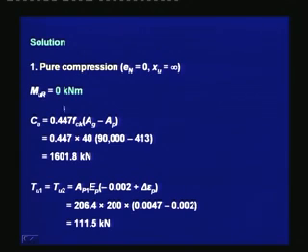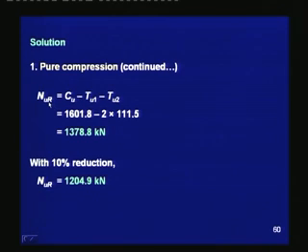We are calculating for the case of pure compression. For this case, MUR is equal to 0. We are calculating the expression of Cu from the previous expression, and it is equal to 1601.8 kilonewtons. Tu1 and Tu2 come out to be 111.5 kilonewtons. We calculate the value of NUR, and we get NUR is equal to 1378.8 kilonewtons. If we reduce by 10% to consider eccentricities less than 0.05 D, then NUR is equal to 1204.9 kilonewtons.